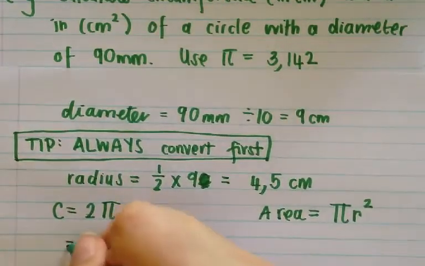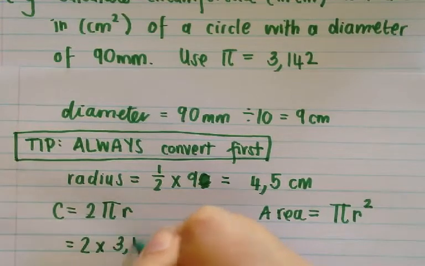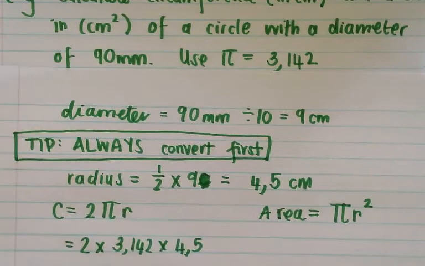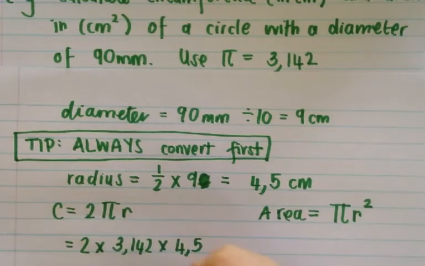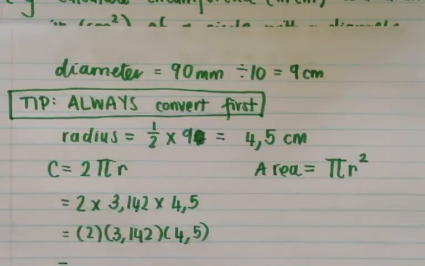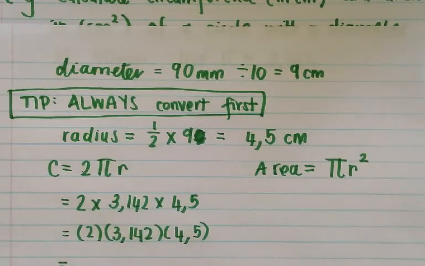So I can say 2 times 3.142 times 4.5. So you can type it like that, or you can type it like this: 2 times (3.142) times (4.5). But please, please ensure that you have every bracket if that's what you prefer to do. So you can type either one of those. 2 times 3.142 times 4.5.